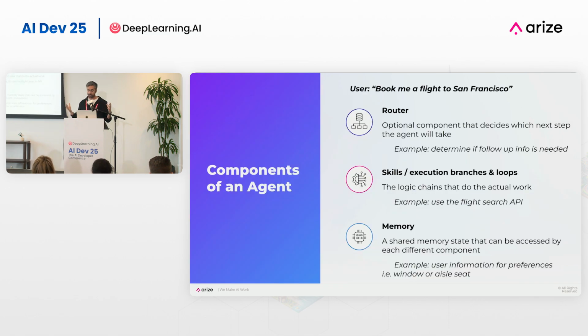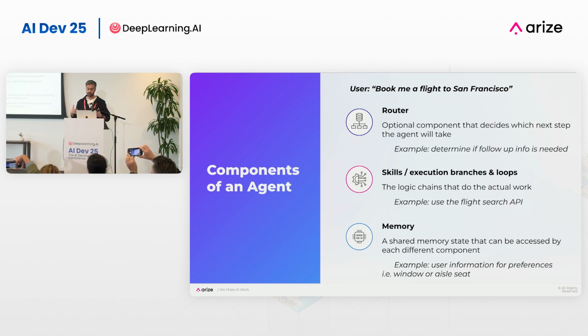So we're going to break this down a little bit further into the three components that we think of when we look at evaluating AI agents. The first is the router. The router is the component that does the bulk of the reasoning, determining what do I need to go do based on some question.